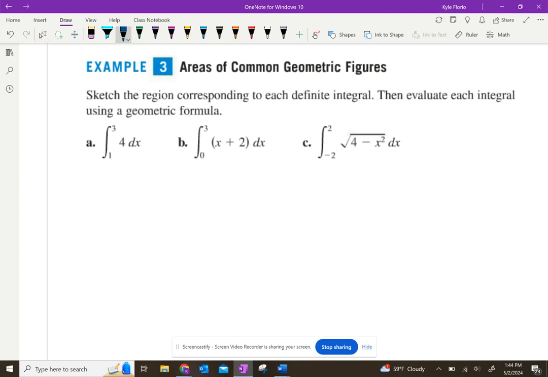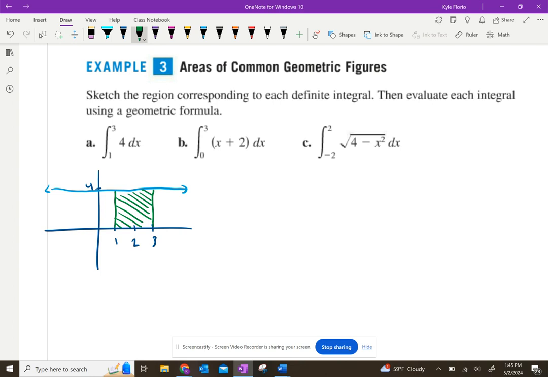We're going to sketch the region corresponding to each definite integral and then evaluate it using geometric formulas. So this right here is asking me what's the area of the function 4 from 1 to 3. So from 1 to 3, I want to graph the constant function 4. So y equals 4 looks like this. So between 1 and 3, this represents the area of this region of the graph. To find that area, it's just base times height. The base is 2, and the height is 4.